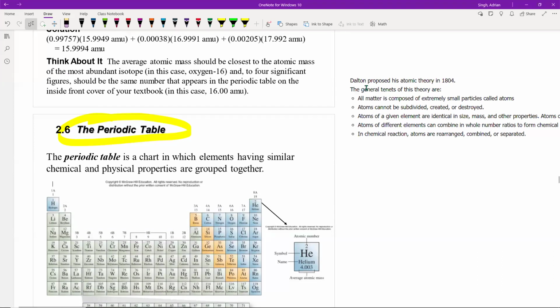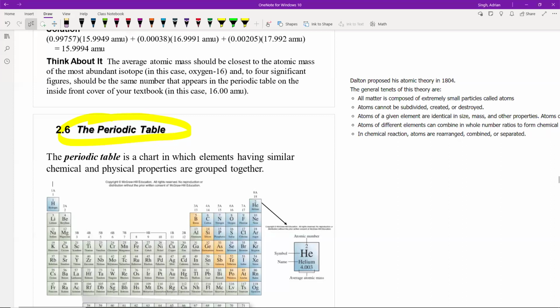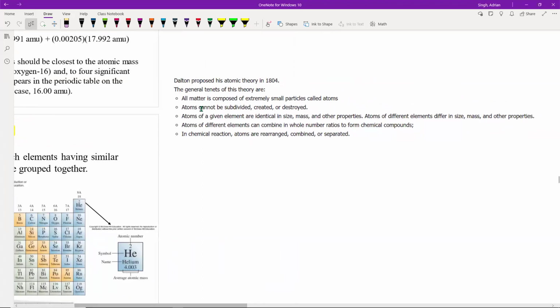So remember we talked about John Dalton and his atomic theory that we used to describe the atom and everything else. There were several other parts of that theory that we didn't quite get to. So let's review what he actually said back in 1804. He said that all matter, so everything around us and in us, is composed of these really, really tiny particles called atoms, and we explored atoms in some detail. What he also said was that atoms cannot be subdivided, created, or destroyed.